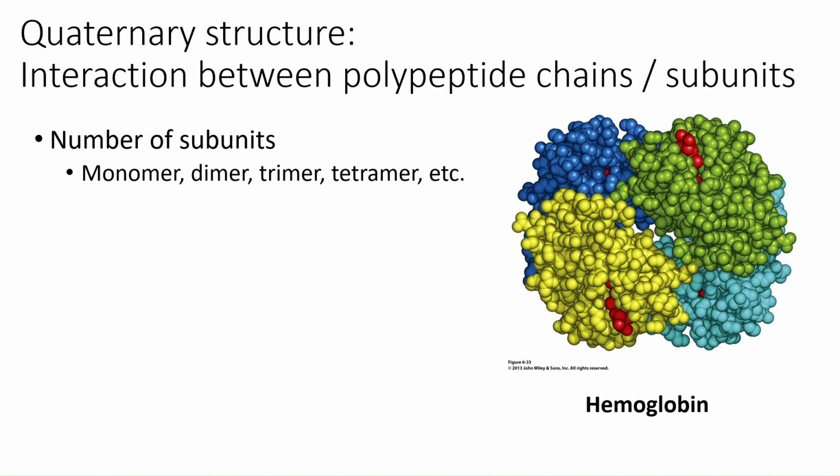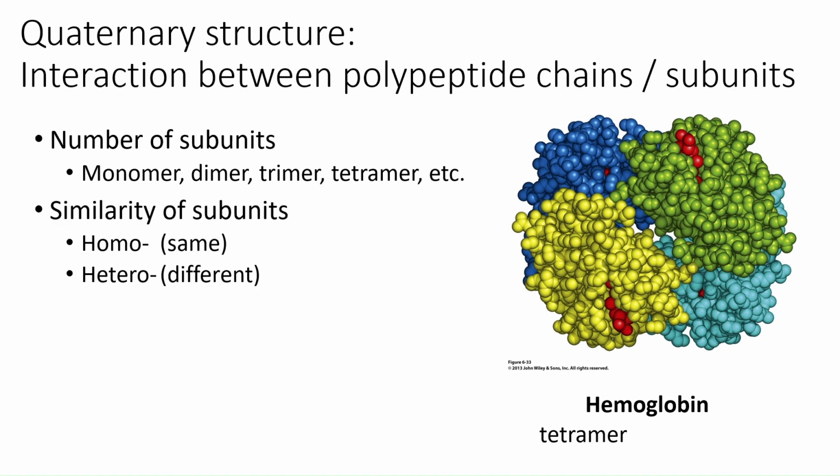In our example here on the right, we have hemoglobin. Hemoglobin is a tetramer, as you can see with those four different color subunits: the dark blue, the cyan, the light green, and the yellow. So we call that a tetramer. And whether or not the subunits are the same to one another gives us a prefix for this. We can refer to the quaternary structure as homo if all of the subunits are the same as one another, or hetero if they're different from one another.